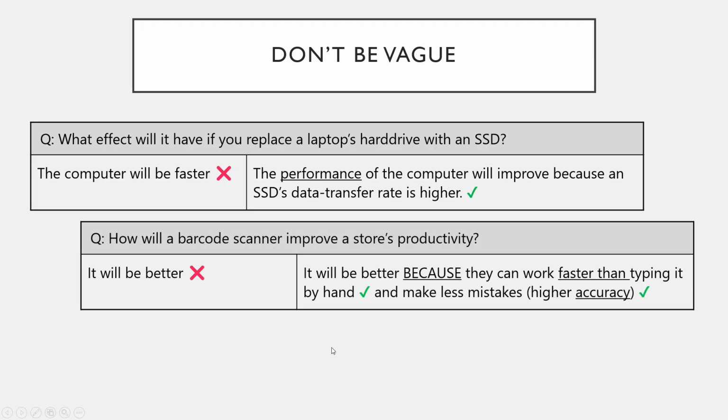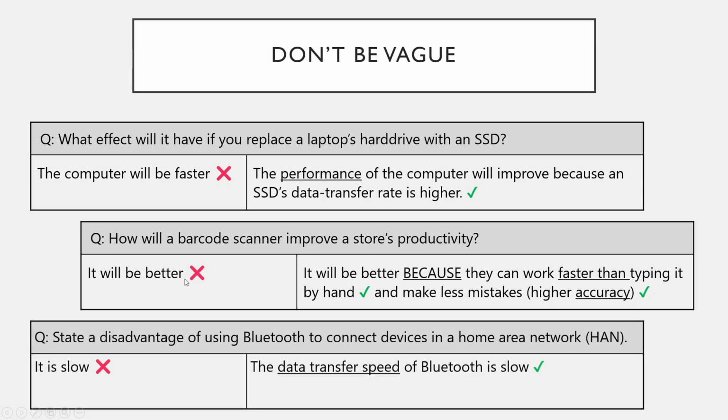How will a barcode scanner improve a store's productivity? It'll be better. No, you can't tell us that. You'll have to say it'll be better because they can work faster than typing it by hand and makes less mistakes, or higher accuracy. State a disadvantage of using Bluetooth to connect devices in a home area network. It is slow. Really? You cannot give us answers like that. Remember, you are in grade 12. Grade 12 CAT. You cannot be answering like that. You'll indicate the data transfer speed or the rate at which data is transferred with Bluetooth is slower, right? Or is slow. So please just be very specific with that.